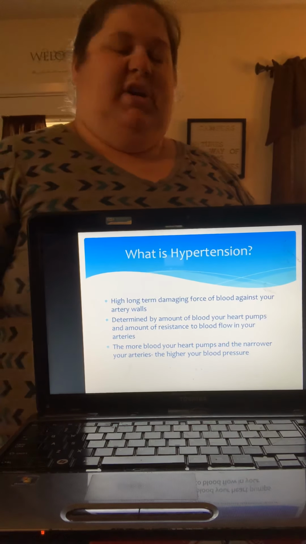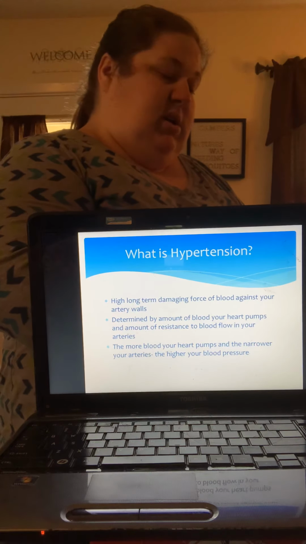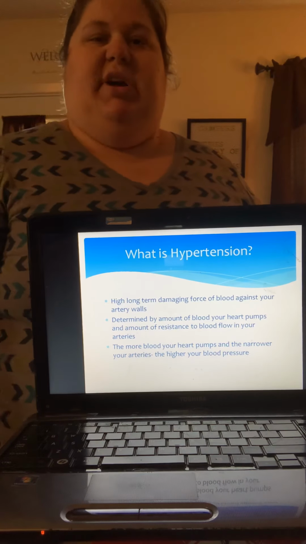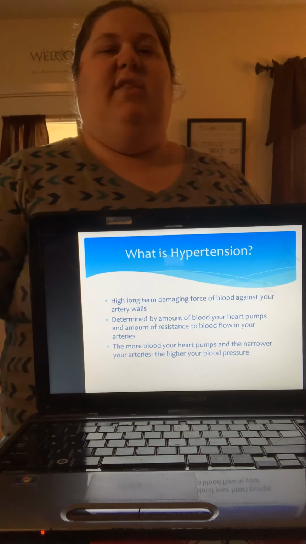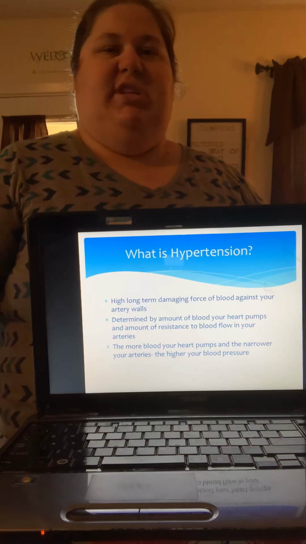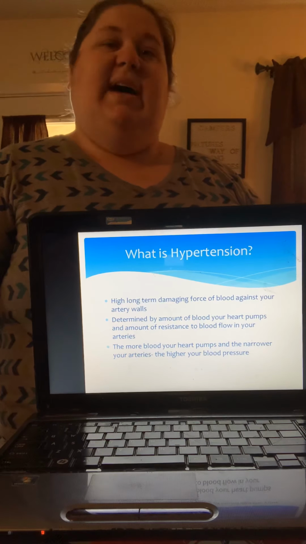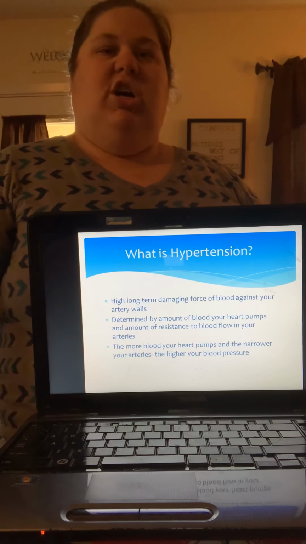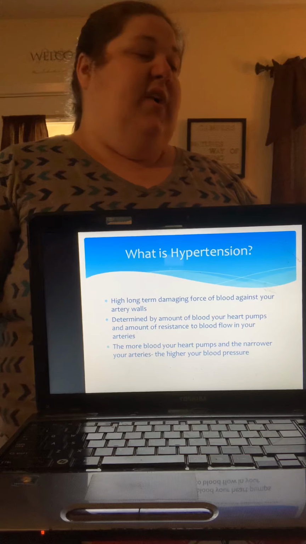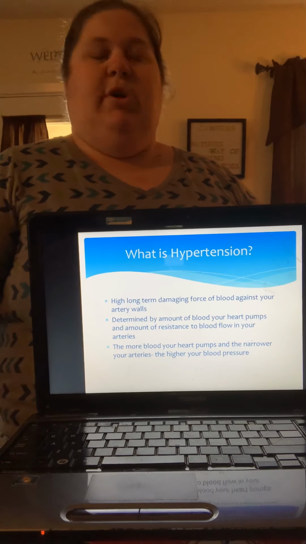So what is blood pressure? What is hypertension? What do each of those numbers represent? So hypertension is high blood pressure. Most patients aren't going to understand the word hypertension, so correlate that with their understanding that hypertension is interchangeable with high blood pressure. What it means inside your heart is a long-term high force of your blood against the artery walls, and this long-term damage can cause some permanent damage.